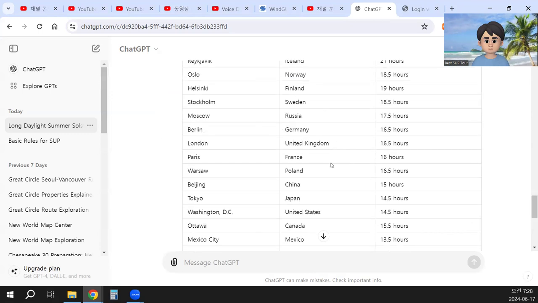Stockholm, Moscow, 17.5 hours, which means about 6.5 hours of nighttime. Paris also 6.5. London, Paris, 16. Warsaw, Poland, 16. And then Beijing, 15 hours. Tokyo, 14.5 hours. Maybe Seoul is the same as Tokyo.